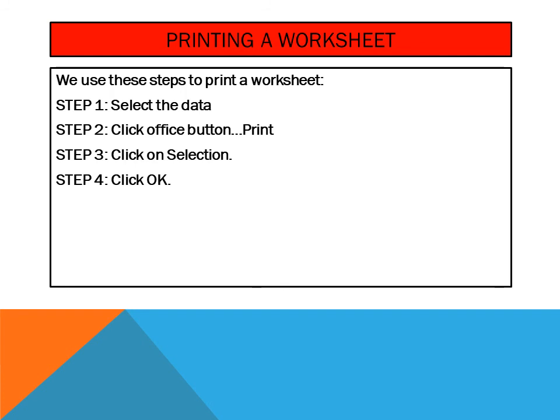Then step number 2, click on Office button and select Print option. So the second step is we have to click on the Office button that is given at the top leftmost corner of the sheet, and we have to go to the Print option. As you go to the Print option, a new window will appear which would be having so many things. In that, step number 3 is that in the Print what option on the dialog box we have to click selection.